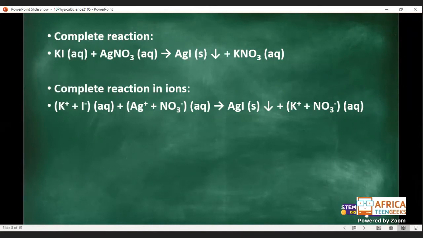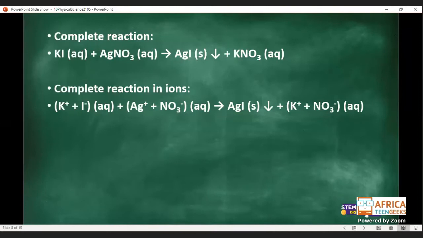Can you see over here, potassium was in the solution, nitrate was in the solution. Potassium is still in the solution, nitrate is still in the solution. The iodine in the solution and the silver in the solution, they found each other. They went, hey, I like you. We form precipitates. We are friends.